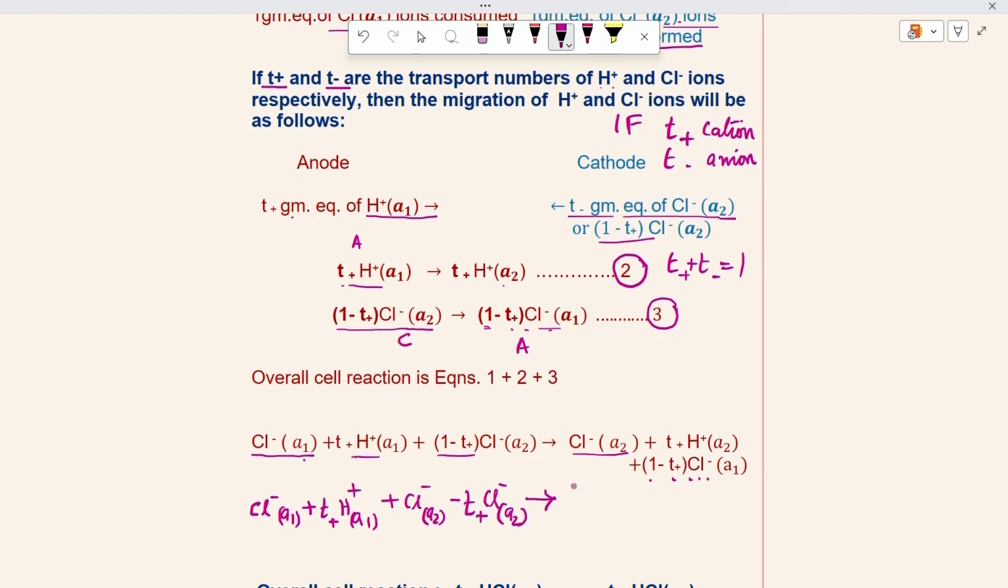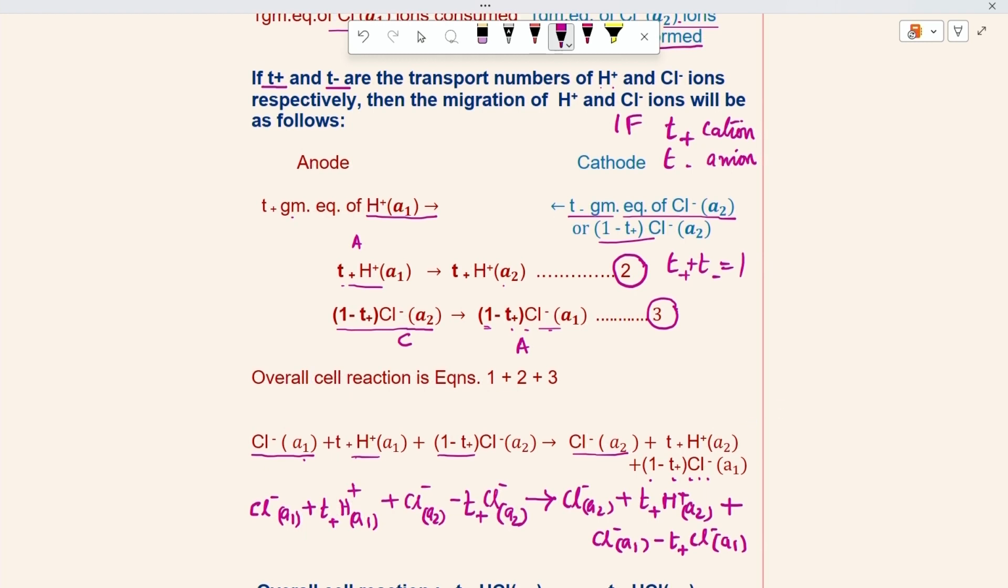Then I put the arrow mark, chloride ions of activity 2 plus t+ of H+ of activity 2 plus, I have to expand this, I will have Cl− of activity 1, because in this case I am going to multiply it with 1, then minus of t+, therefore that becomes minus t+ into chloride ions of activity 1.